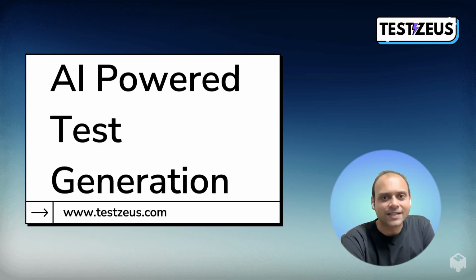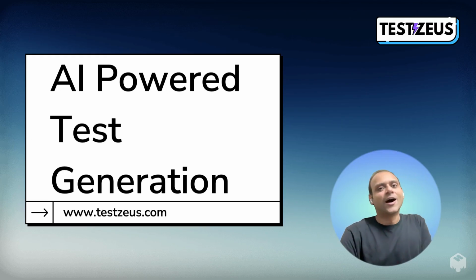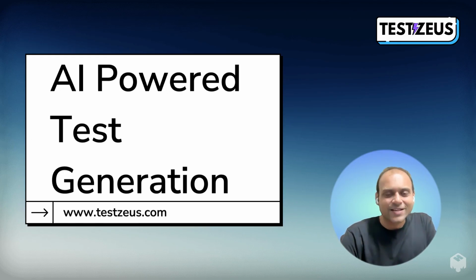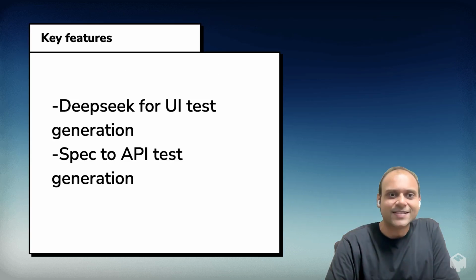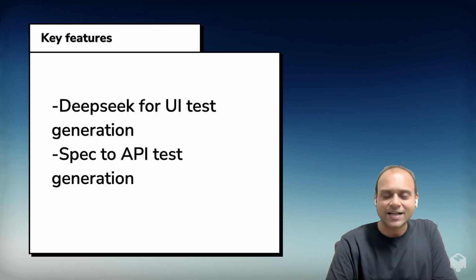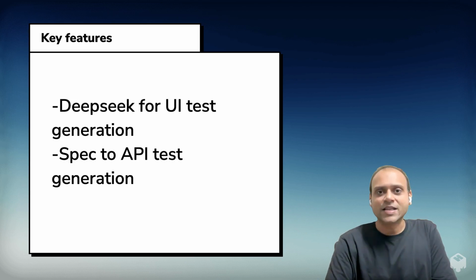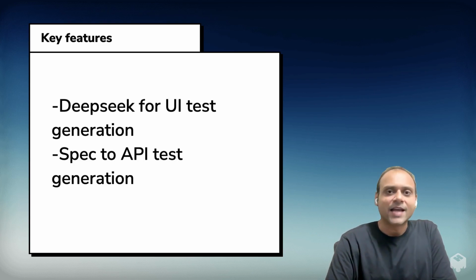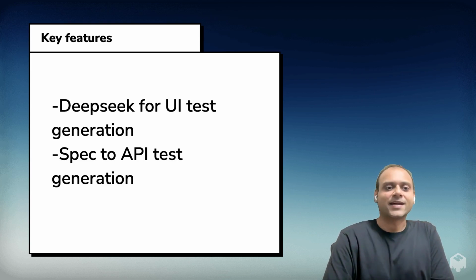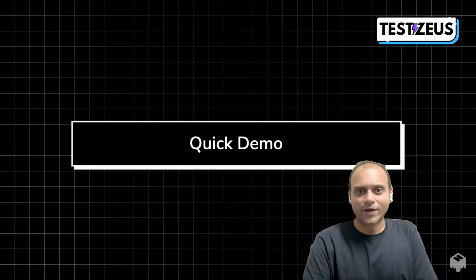I'm one of the co-founders at TestZeus, and today we'll show you how to use the power of AI to do test generation, which is a pretty hot topic nowadays. So let's jump right into it. There will be two key features that we will discuss today. We'll use Deepseek R1, which is a thinking model, for UI test generation, and we'll also see if it can generate API test cases or integration test cases from a simple YAML Open API spec. So let's get to it in a quick demo.